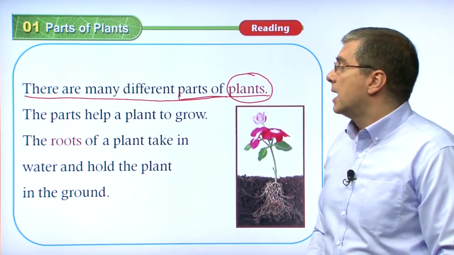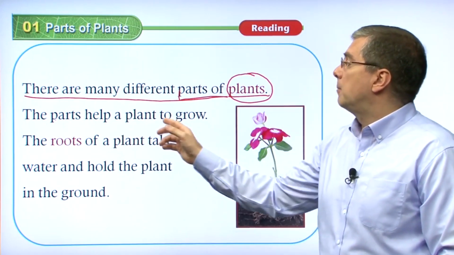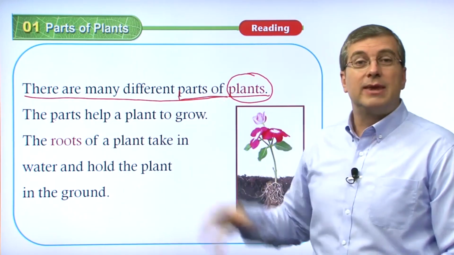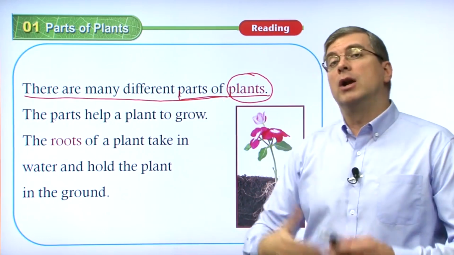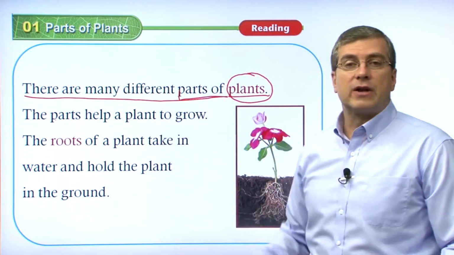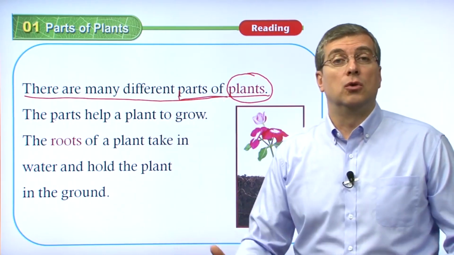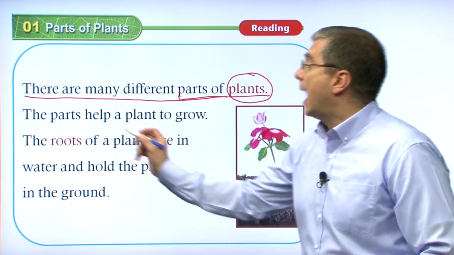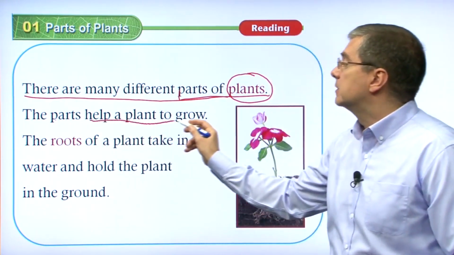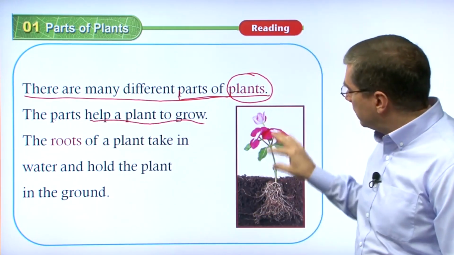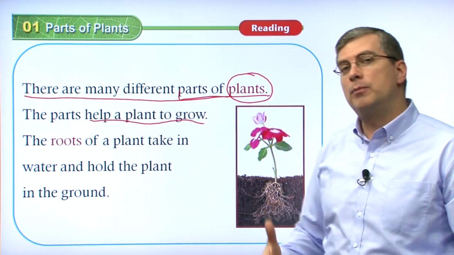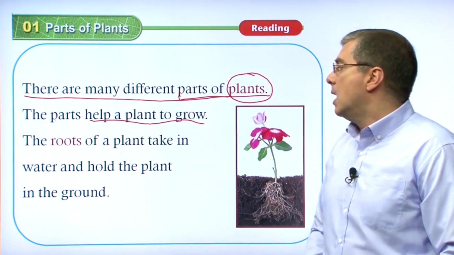Let's continue. The parts help a plant to grow. So first we said there are many parts of a plant. Our next sentence tells us what those parts do. What do? They help a plant to grow. So all the different parts of the plant help the plant to grow.